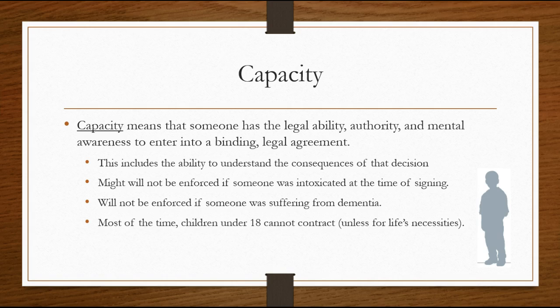All right, another thing to have a valid contract, we have to have capacity. And that means that somebody has the legal authority, the mental ability to have a binding and legal agreement. So they need to understand the consequences of this contract, if you will. They need to not be visibly intoxicated when they make the contract. They need to not appear like they're suffering from dementia.